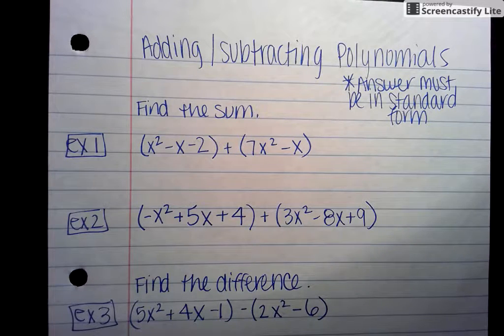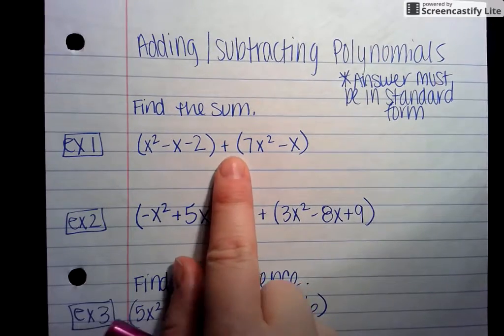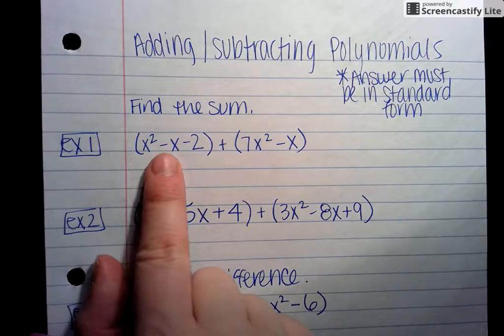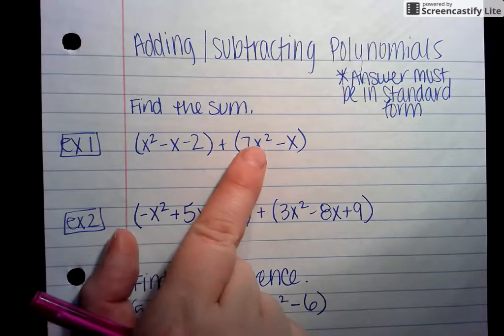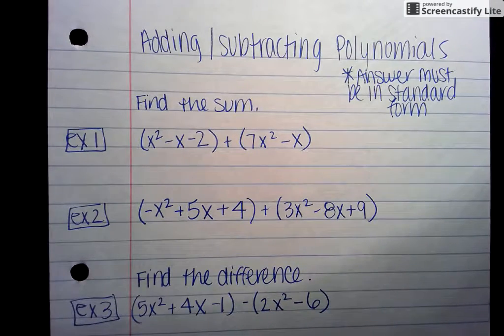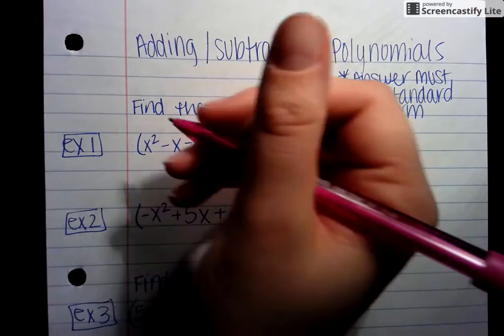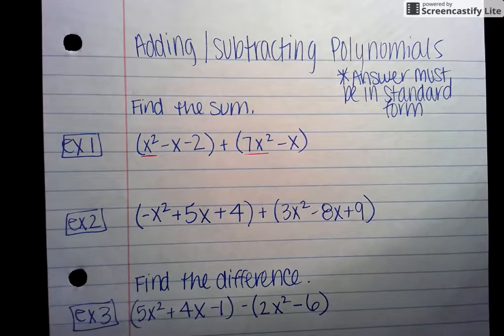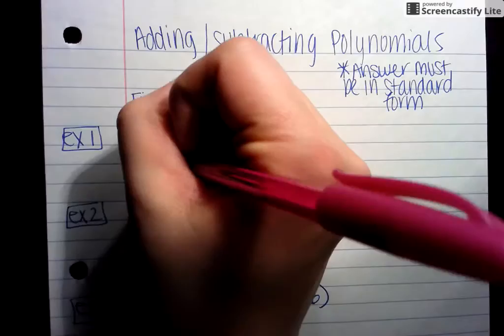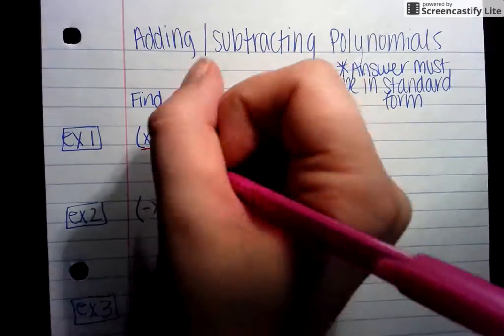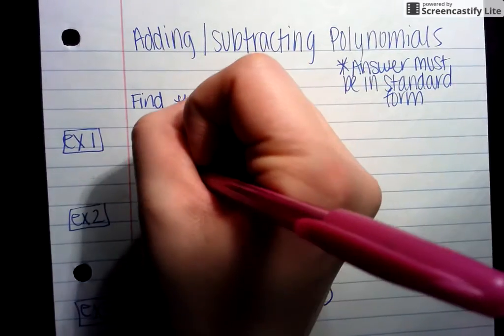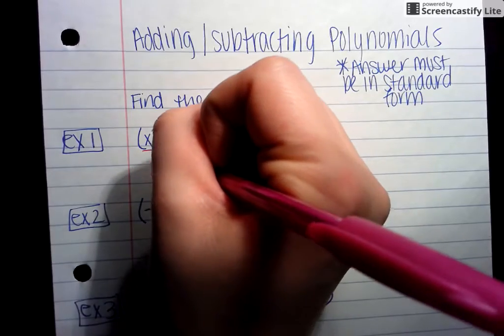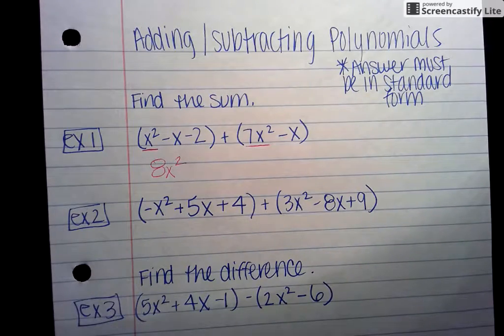So I'm going to look at my question and I'm going to add them together. So I have x squared minus x minus 2 plus 7x squared minus x. So x squared in the first one and 7x squared are like terms. So you're going to take the coefficient and you're going to add them. So it's 1 plus 7, so it would be 8x squared because you're going to keep that exponent or that base.